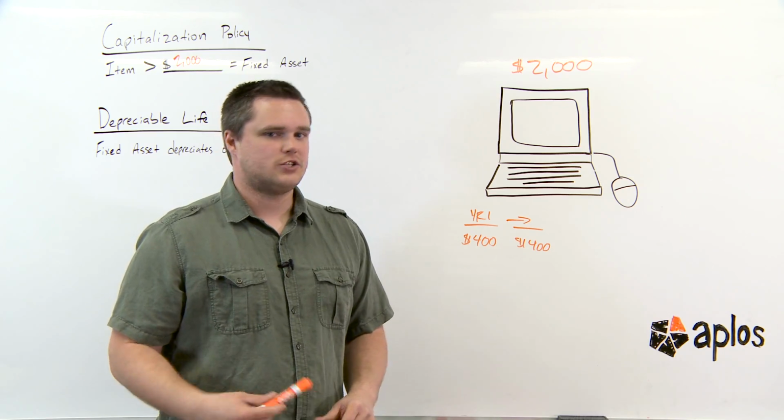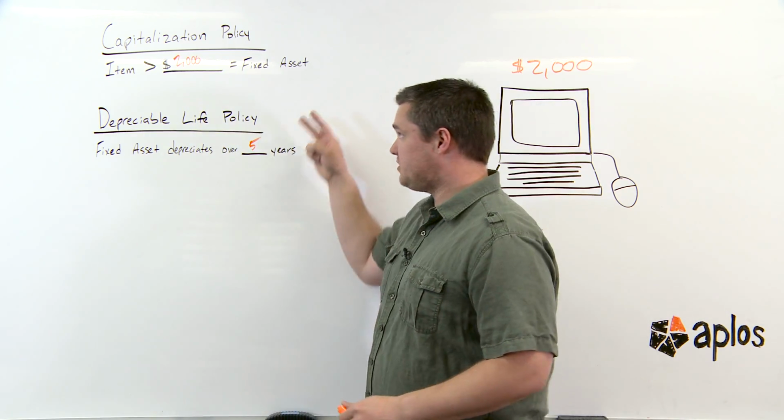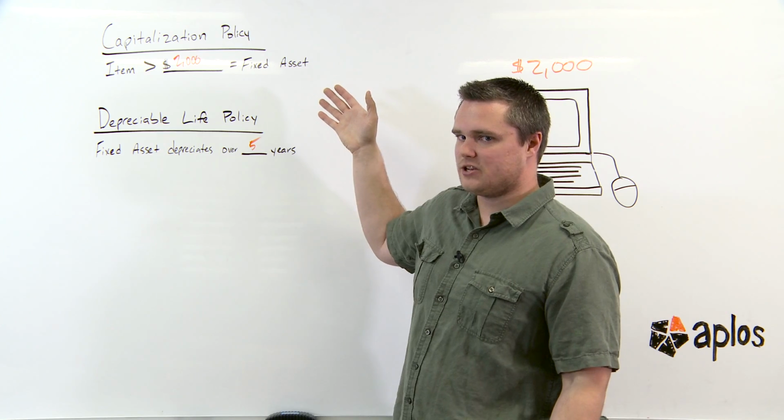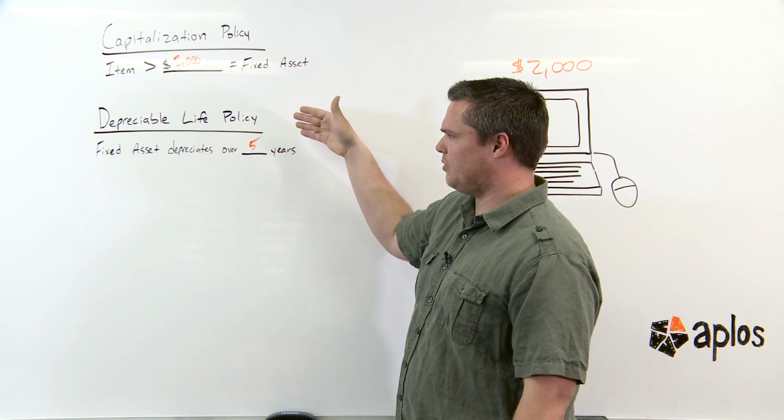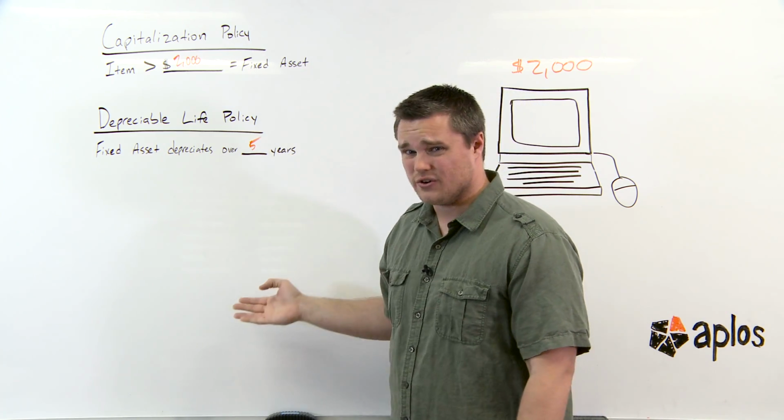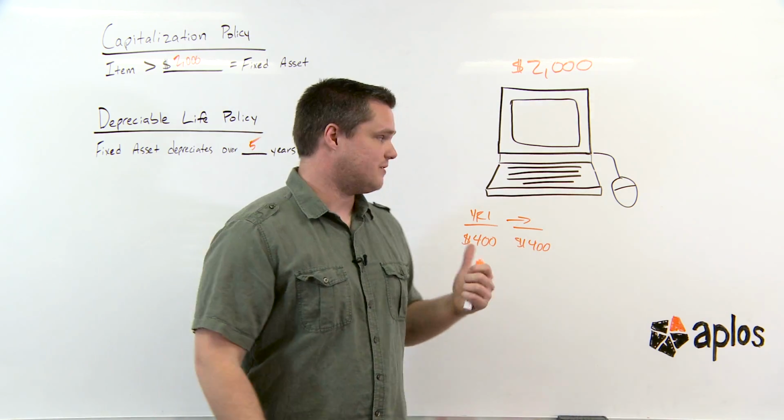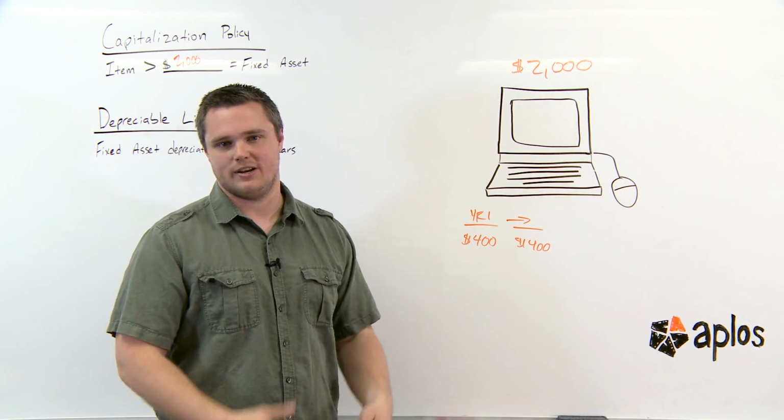Down the road, we'll get more into detail on these two topics: what exactly is a capitalization policy, and then for depreciable life, what items are what years. We'll go through that, and then some other examples of how you can depreciate items over a different period of time.